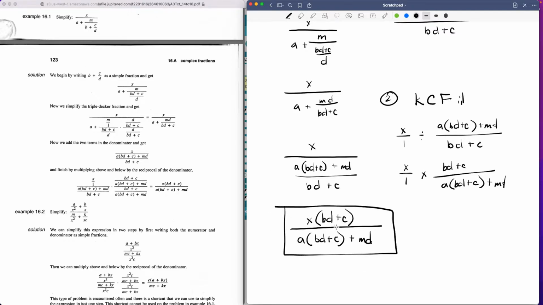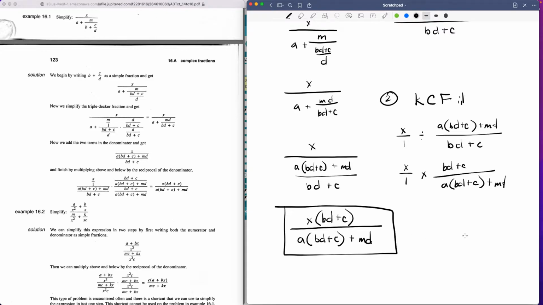We cannot factor out bd plus c because it might be in one term here, but it's not in this term. So we cannot get rid of it. Whenever you have an operation and you want to factor something out, you have to be able to factor it out of every term in the top and the bottom in order to get rid of it, not just one. So this is our final answer.